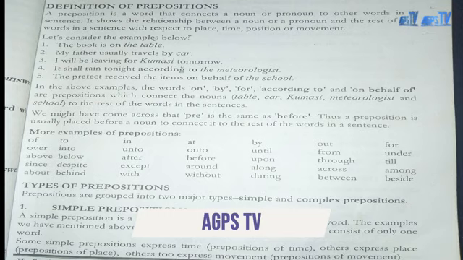Then we move on to example 2. My father usually travels by car. When you say my father usually travels by car, the "by" here is indicating the means by which the father used to go. When the father wants to travel, what does the father use? The father travels by a car. So the "by" here is an example.